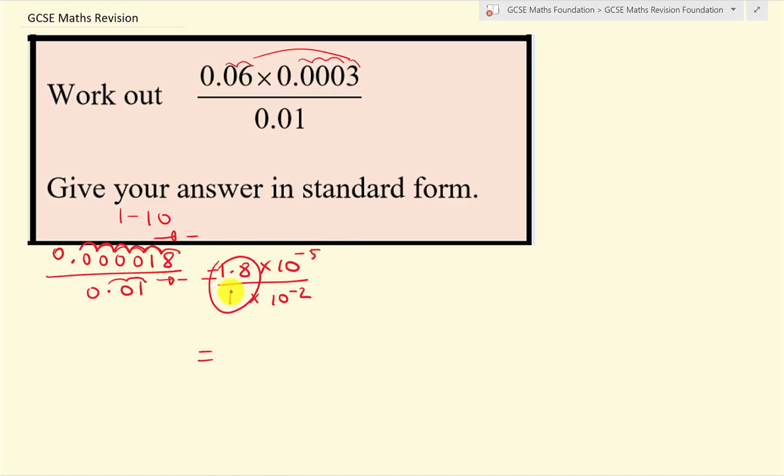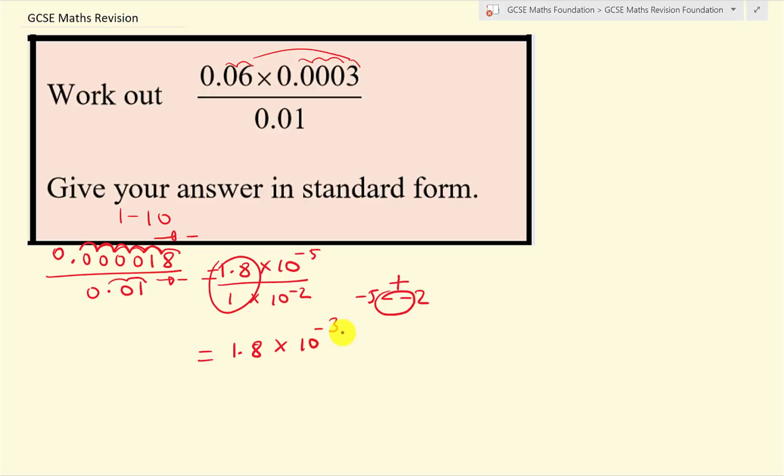Now let's divide the prefix numbers by number, and the powers by power. So that will give us 1.8 divided by 1 is 1.8. 10 to the power minus 5 divided by 10 to the power minus 2. We take away the powers. Now just be a little careful here. Because we have minus 5 and we've taken away minus 2, the negative and negative becomes a positive. So minus 5 plus 2 gives us minus 3. So that will give us 10 to the power of minus 3. So the answer is 1.8 times 10 to the power minus 3.